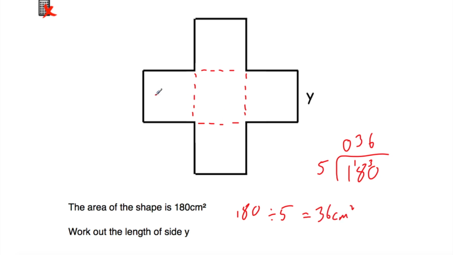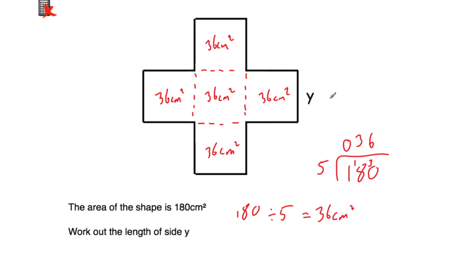So each one of these squares has an area of 36 centimeters squared. Now we've been asked to calculate the length of one of the sides. Now if we consider a square, the length times the width, or the length times itself, is equal to its area. So here we're going to do 6 times 6 is equal to 36, because 6 times 6 is equal to 36.